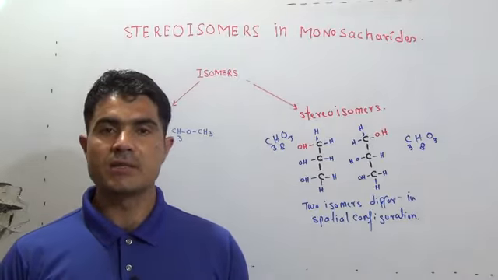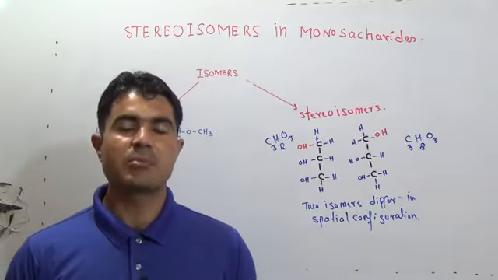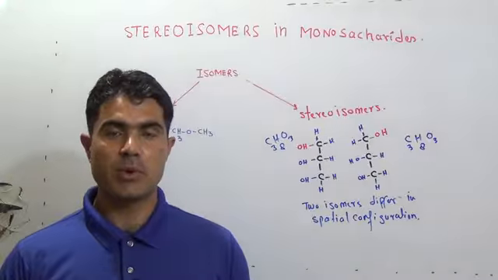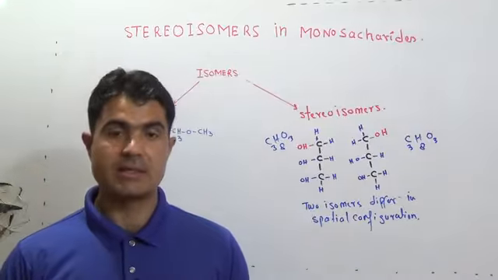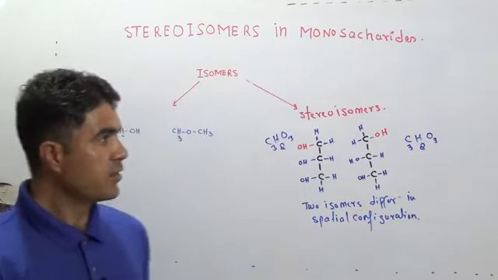Today I brought a topic from biochemistry. The name of the topic is stereochemistry or stereoisomers in monosaccharides. In my previous lecture I discussed the classification of carbohydrates, but today we will discuss some of the properties of monosaccharides.